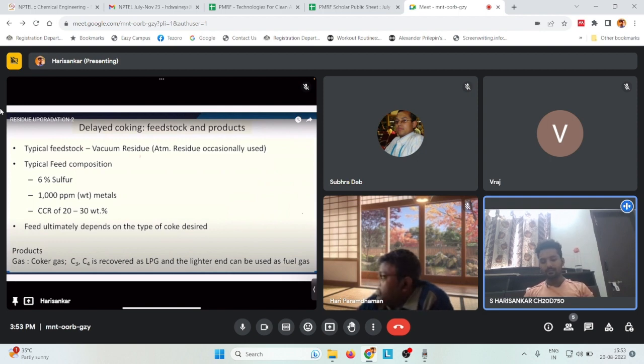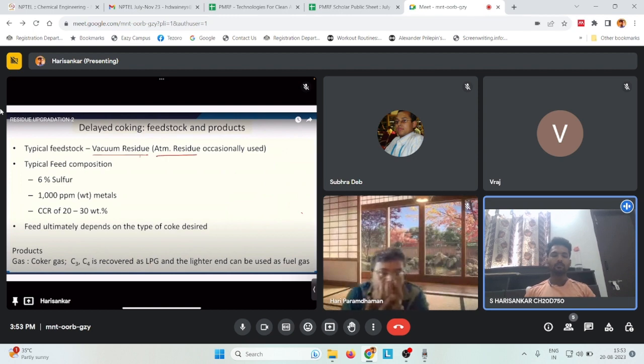A typical feedstock in delayed coking is the residue from the vacuum distillation process. Vacuum residue is the typical feedstock, but sometimes atmospheric residue is also used. Typically, the feedstock will contain 6% by weight sulfur, 1000 ppm of metals or metal impurities, and 20 to 30% of Conradson carbon residue.